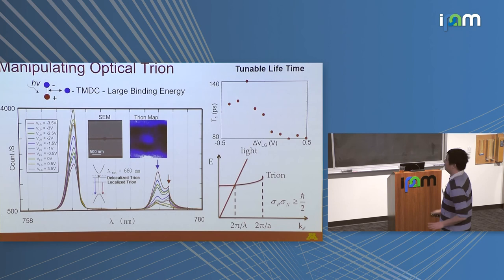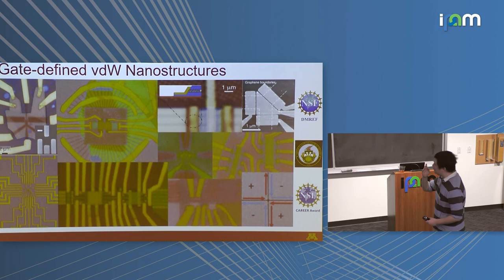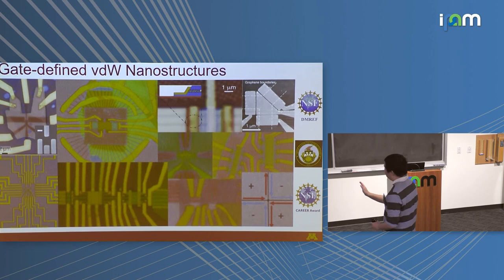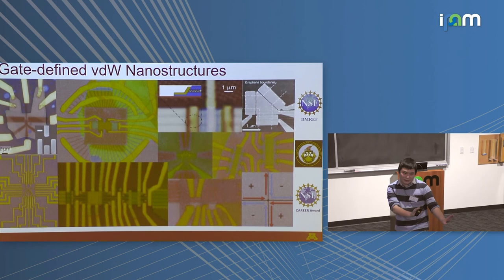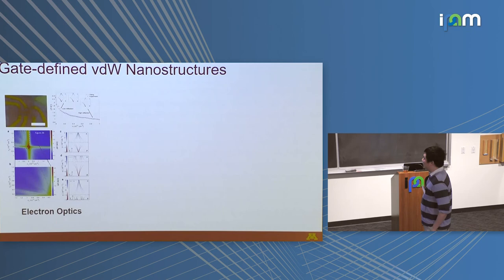And then in my lab, we now got some funding to do not just TMD, but also monolayer graphene and bilayer graphene, for different reasons, like electron optics or valleytronics. We have probably a few more papers coming out later this year, but not on twist. Just defined nanostructures, where you'll see. These are things that I don't have time to talk about.